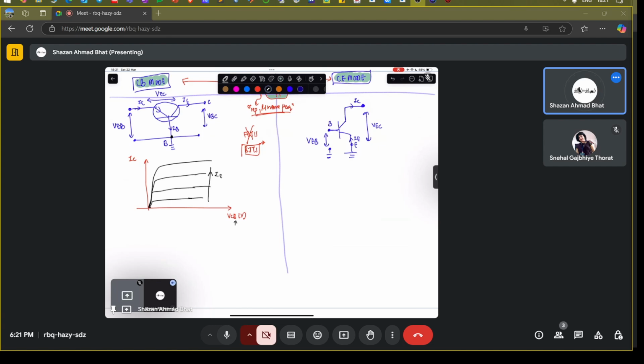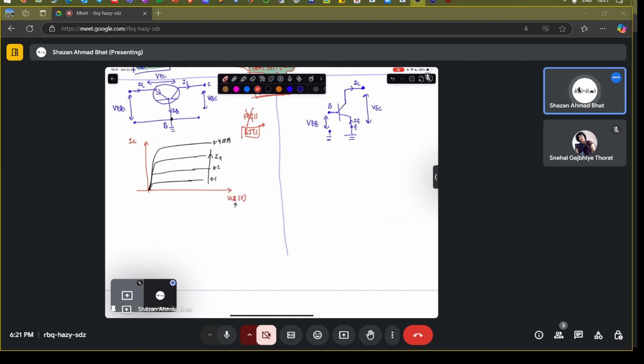Let's say this is 0.1, this is 0.2 milliamps, this is 0.4 milliamps, and so on and so forth. And this is the particular region. This particular axis should be aligned. Yeah, let me draw it like this. So this is with respect to the VCB, the collector to base voltage.